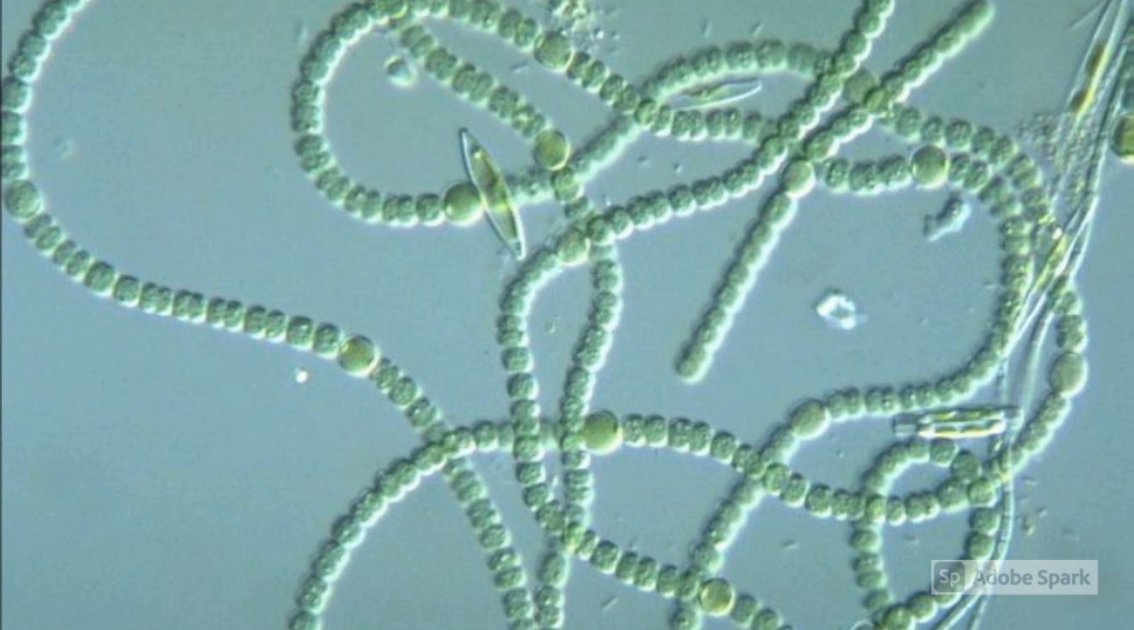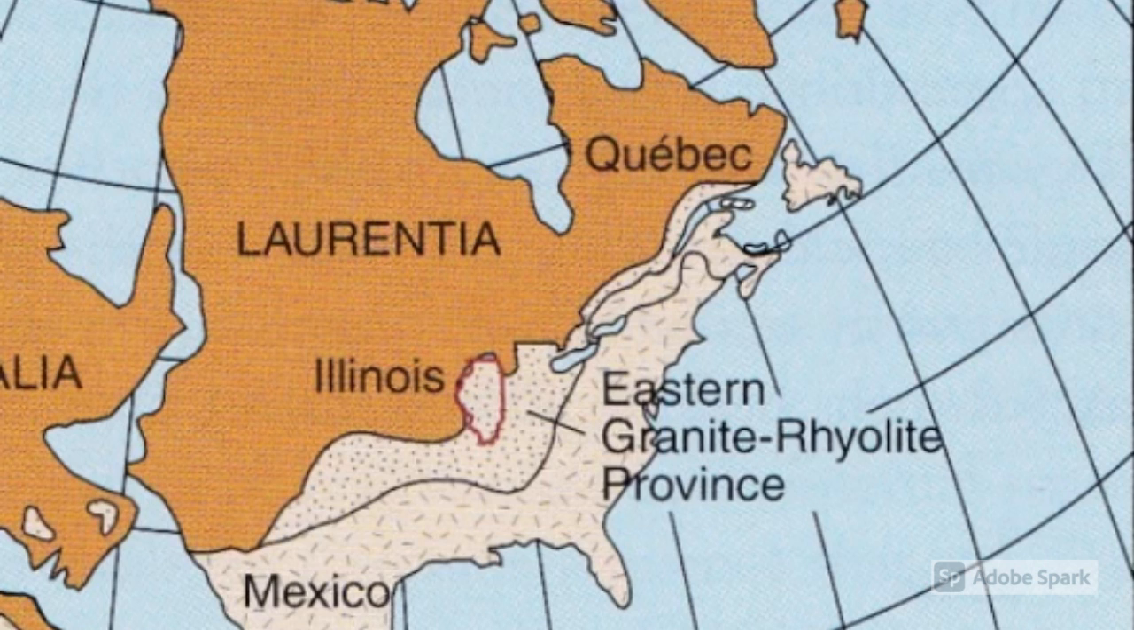Unicellular organisms began to rapidly multiply and diversify. Some unicellular organisms, like Cyanobacteria, were photosynthetic and helped produce oxygen into the atmosphere. As continental accretion continued, the continent of Laurentia came into existence and later formed what we know now to be North America.